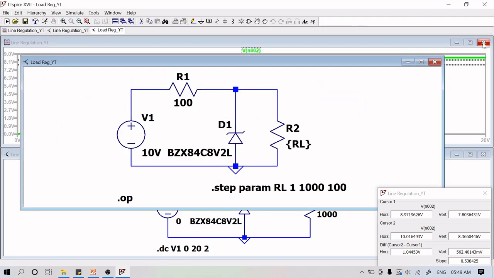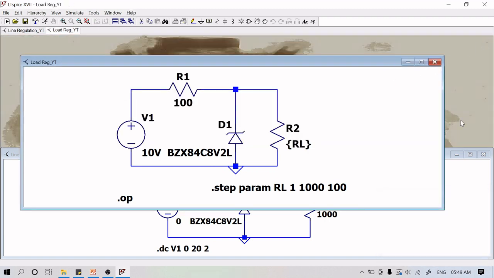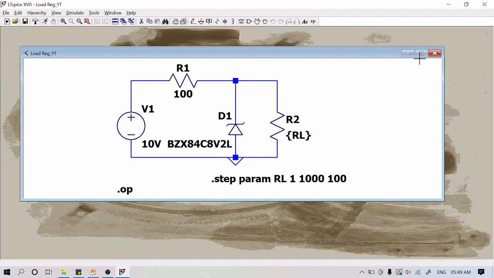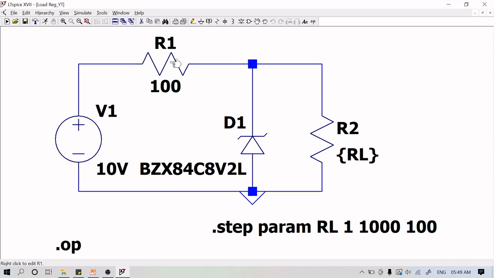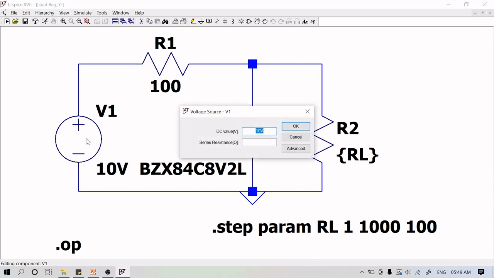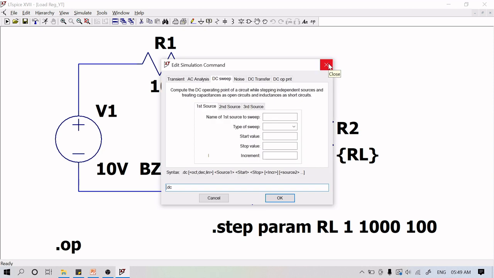Okay, so let me close this, and close this also. So I open the load regulation. In the load regulation, the load resistance is what I am going to vary. The input section is going to be constant. The input DC voltage is constant.